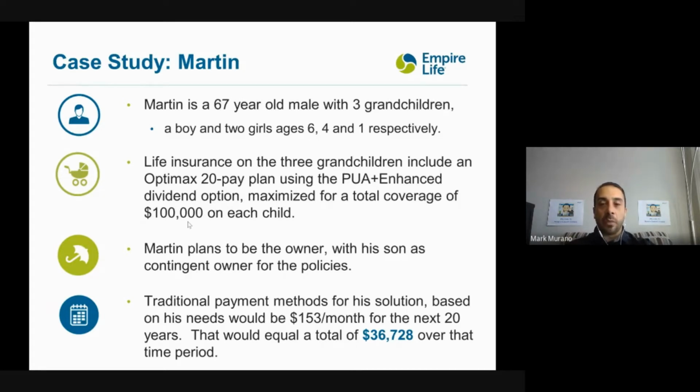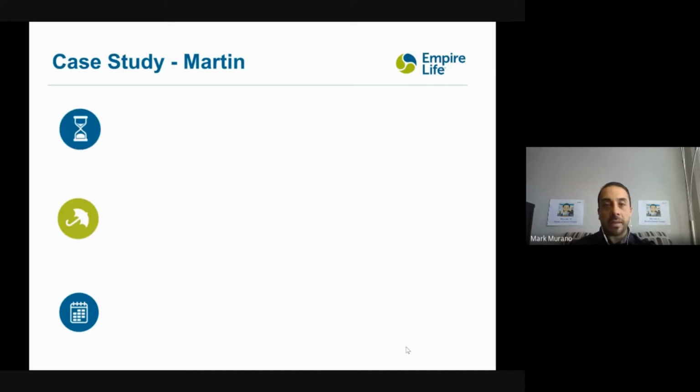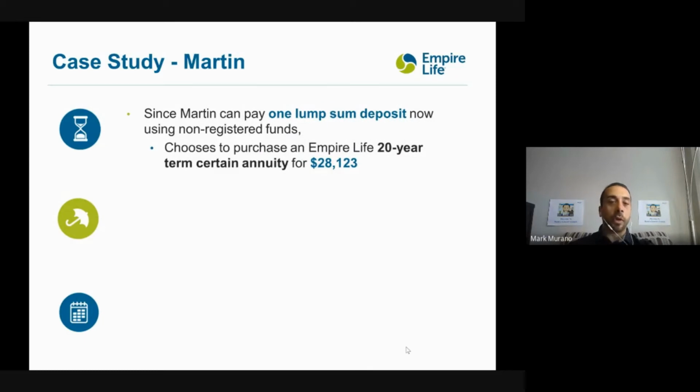In this case, to buy 3 $100,000 20-pay policies would be $153 a month. If you calculate $153 a month times 12 months times 20 years, you're looking at $36,728 of total premium spent. Which again, very common sale, works quite well. It gives you a little flexibility of lower premium if that works to your budget. But in this case, Martin has the financial flexibility to look at something a little bit quicker.